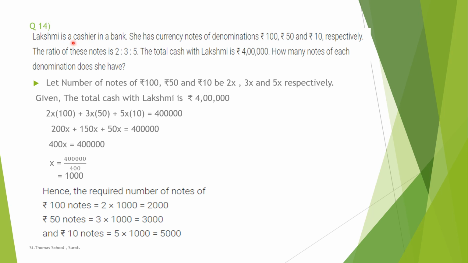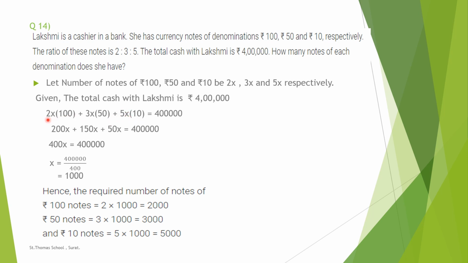Same way, this lady has 2x notes of rupees 100. So what is the total amount of 100 rupees notes? 2x multiplied by 100. Clear? So 2x multiplied by 100 plus this is the total cash. That means how many 100 rupees notes plus how many 50 rupees notes plus how many 10 rupees notes.